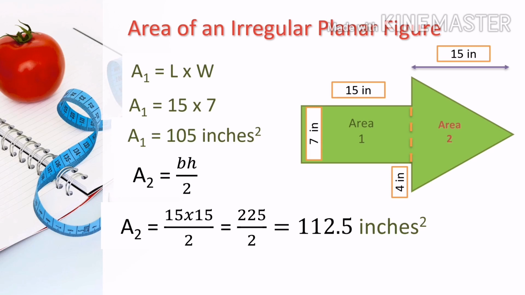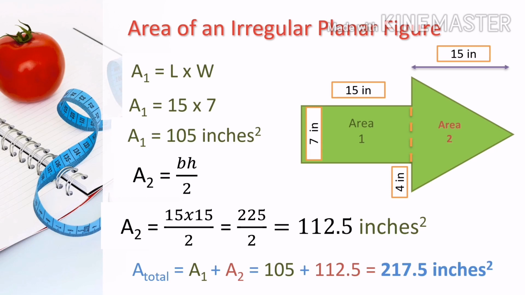So, 15 times 15 divided by 2, that gives us 225 divided by 2. And therefore, the area of the triangle is 112.5 square inches. But that is not yet the total area of this irregular planar figure. So, kailangan pa nating i-add yung dalawang areas. So, that would give us area total, or the total area is A1 plus A2. That is 105 plus 112.5, giving us a total area for this arrow as 217.5 square inches. Well, that's it.